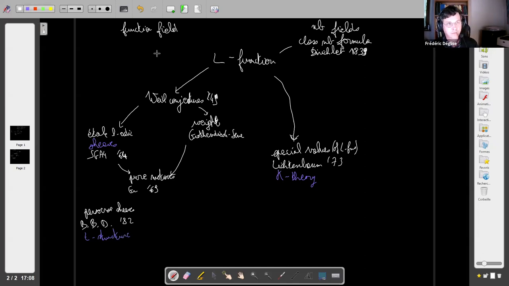Now I finish my drawing, because I forgot something. Before the notion of pure motives, there was a thesis of Deligne. It's the notion of mixed Hodge structure.